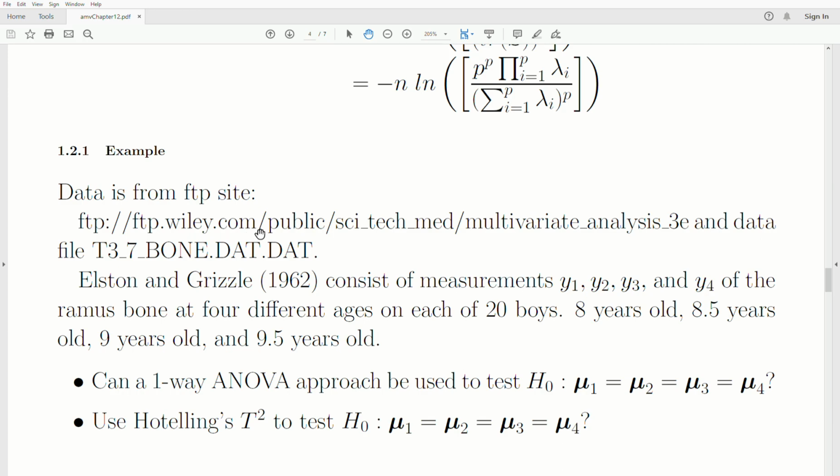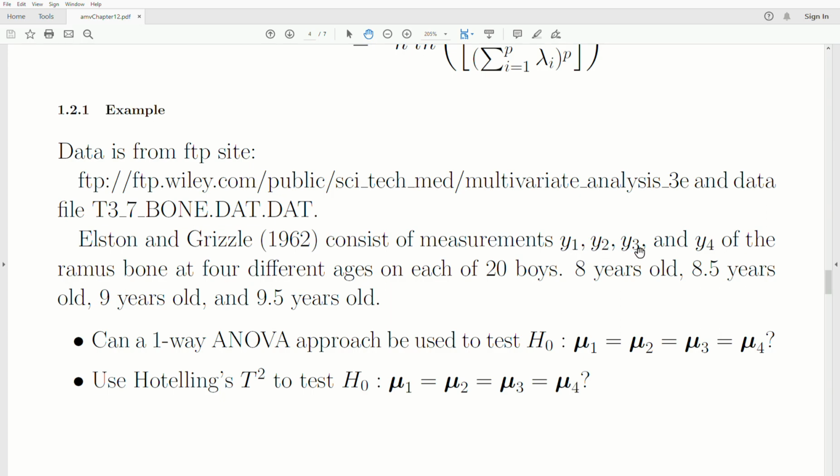And the data is from an FTP site that is, I think, freely available, or at least that's what I'm going on. And we're going to use data that's called bone data. It's not .dat, so I'll fix that too. And it consists of measurements 1, 2, 3, and 4 of the ramus bone for 4 different ages on 20 different boys. So each boy is followed at year 8, 8.5, 9, and 9.5 years old, and then it's measured. And so one thing we want to know is, are the means the same at each of these times?